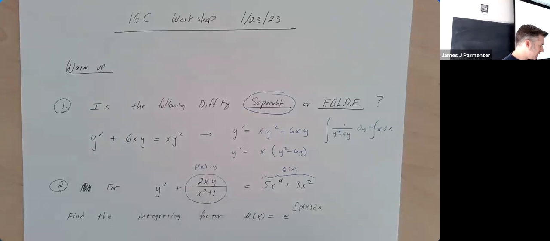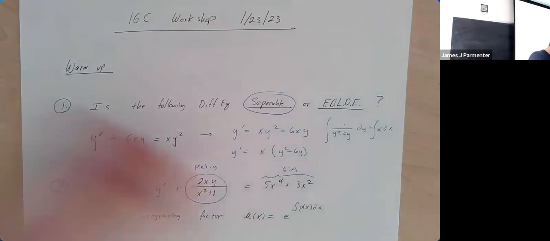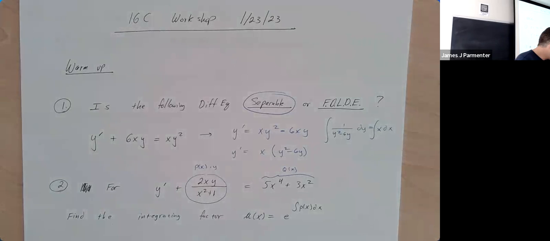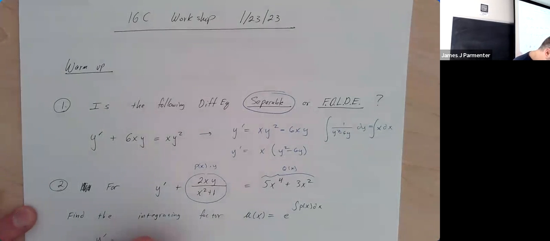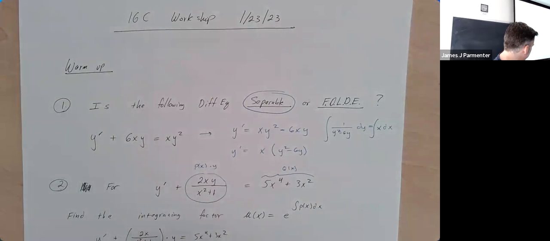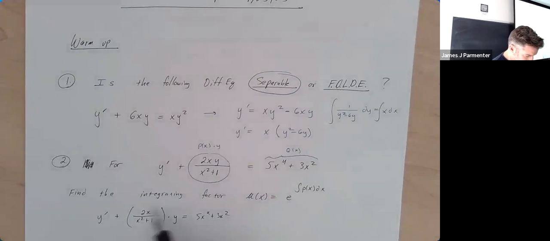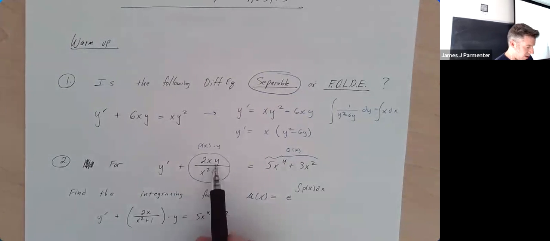But if we were going to rewrite this in the way that I think is probably more correct, I would rewrite this as y prime plus 2x over x squared plus 1 times y equal to 5x to the fourth plus 3x squared. Just to really separate the function of x from the y that's being multiplied by it, so it's a little more obvious that we don't have that y in there.